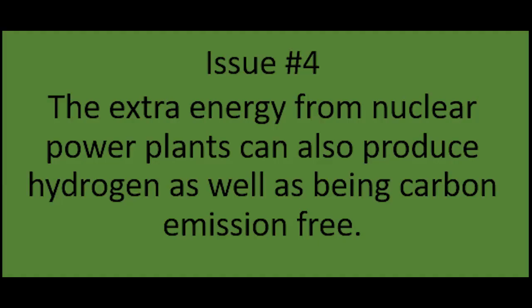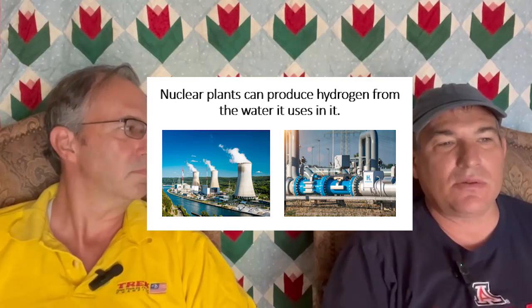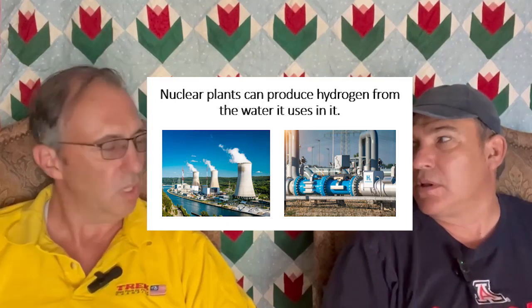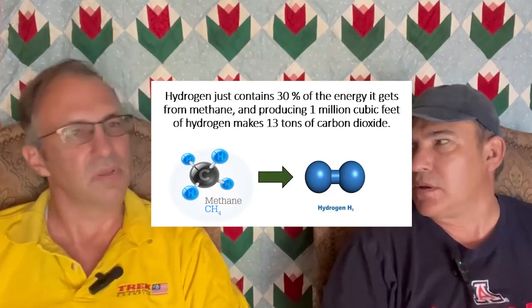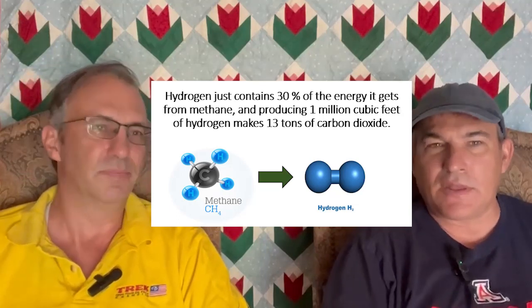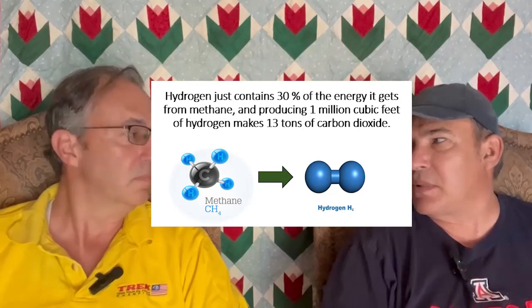The extra energy from nuclear power can also produce hydrogen, as well as being carbon emission free. If we built more of these nuclear fission reactors or power plants, that would give us an opportunity to produce more hydrogen. Right now, 95% of hydrogen is produced from natural gas, which takes more energy to produce than we would get out of it, and it produces greenhouse gases in the process.